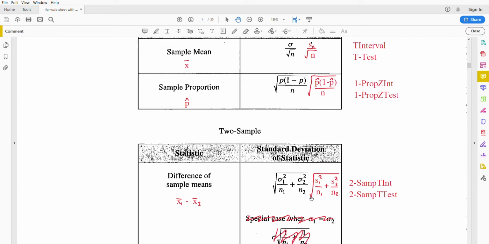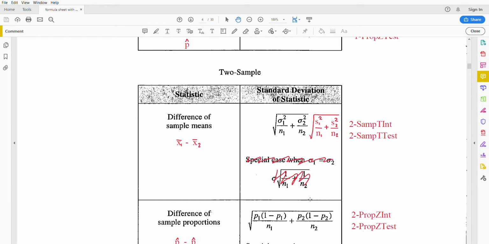Moving down, we have a little chart here for two sample problems. If you're looking at the difference of two means, then x bar 1 minus x bar 2 would be what you use for the statistic. This expression here is what you'd use for the standard deviation. Again, sigma refers to a population standard deviation, which you wouldn't know. So you'd have to estimate those sigmas with s's, sample standard deviations. A very minor change. The calculator commands would be the 2-SampTInt and 2-SampTTest.